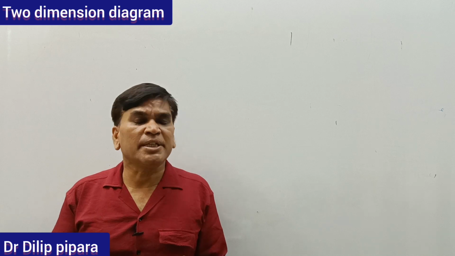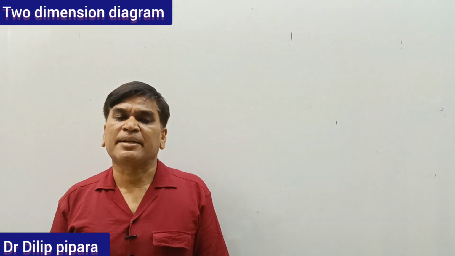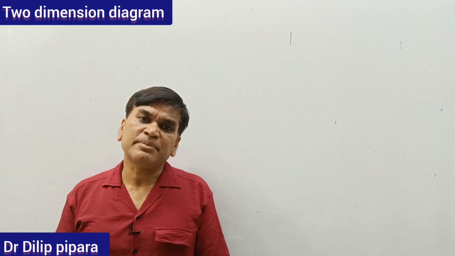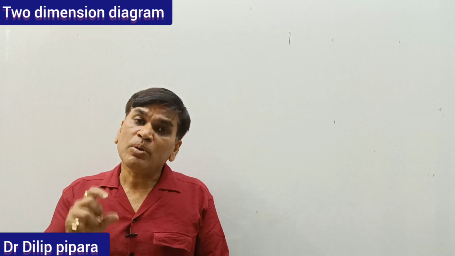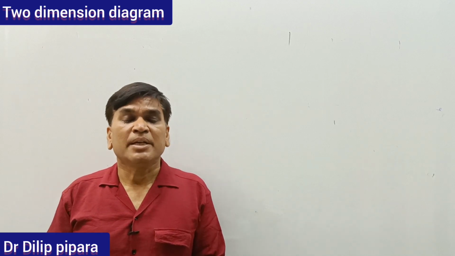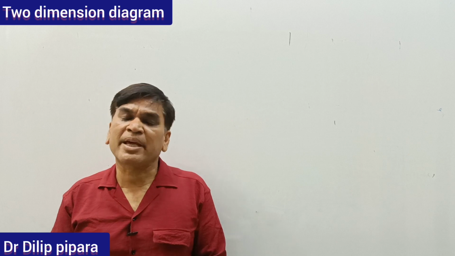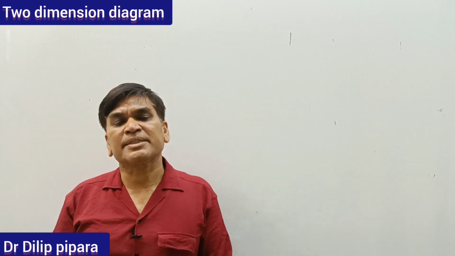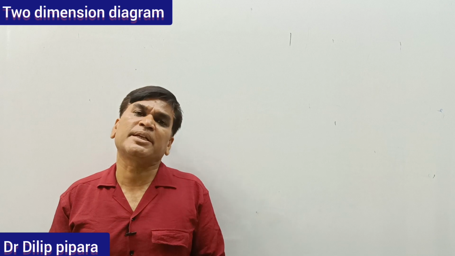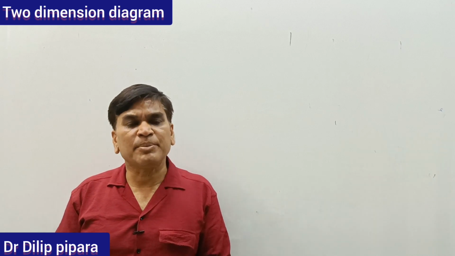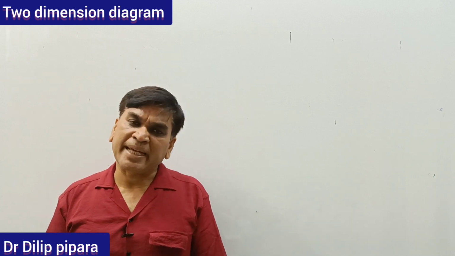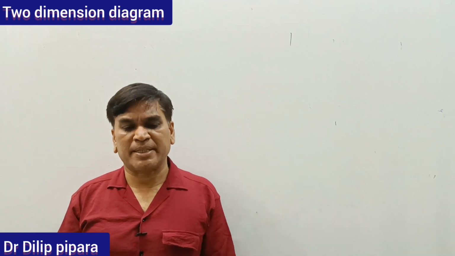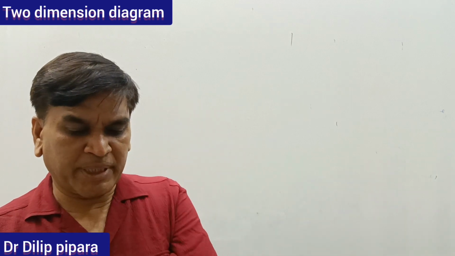So there may be three types of two-dimensional diagram. One may be the rectangle diagram, second the square diagram, and third the circle diagram. All these three types have importance in two-dimensional diagrams. So in today's video we will discuss these three types of two-dimensional diagram. The very first we will discuss the rectangle diagram. I have one example of the rectangle diagram, then we will discuss how to draw it.